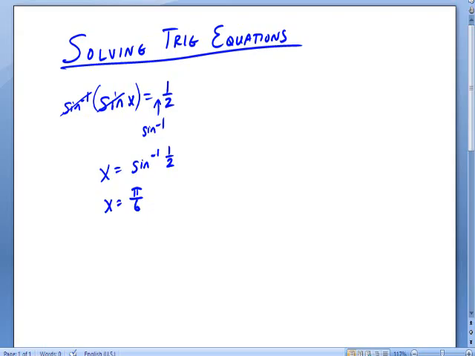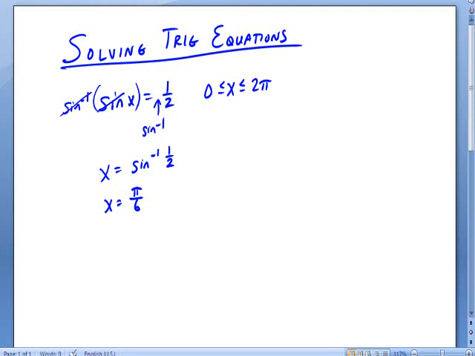This seems like a good answer, seems like we should be finished, but most of the time when we're working with trig equations, the condition is either literally written out or even understood to be that we're looking for all the solutions between 0 and 2 pi, or between 0 and 360 degrees. So even though pi over 6 is a good solution, we have to also decide, are there other solutions?